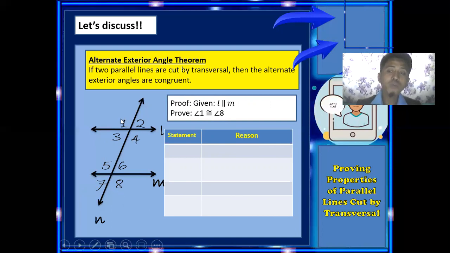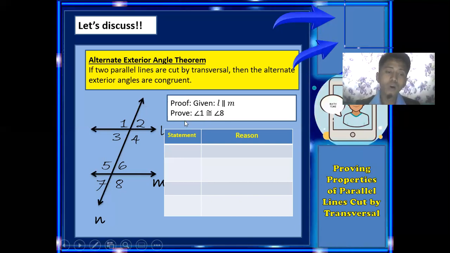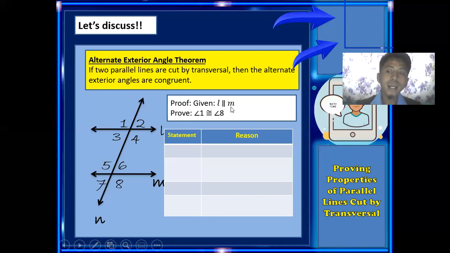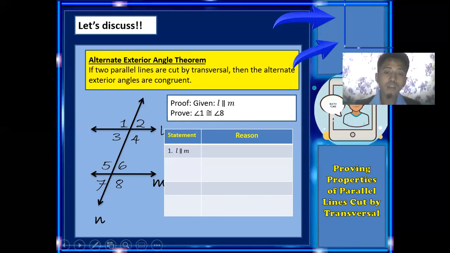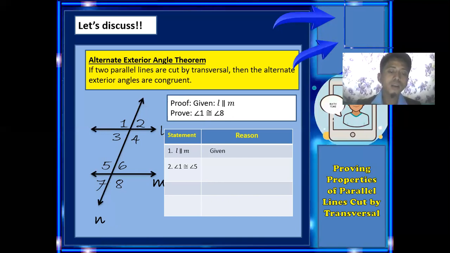If we can really prove that they are congruent, so we can really justify that the alternate exterior angle theorem is really true, that all alternate exterior angles are congruent. So let's see, first is the given. So what is our given? Line L is parallel to line M, so let's use that as the statement. So what is our reason? Given, of course.